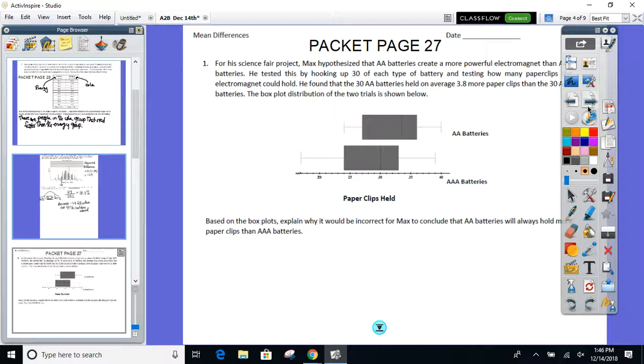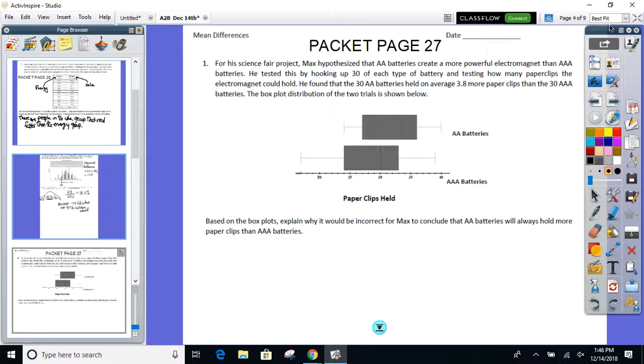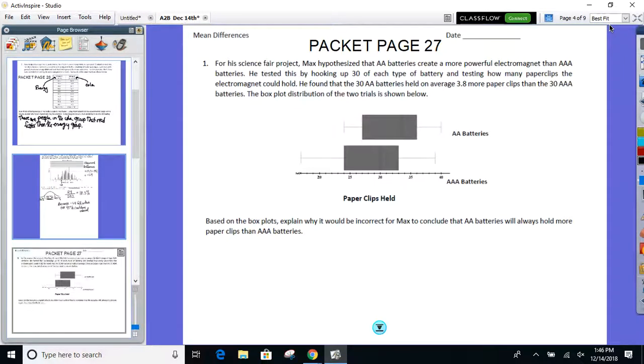All right, let's go to page 27 with the batteries. And you can read about Max and his science fair project. Read through about our boy Max.